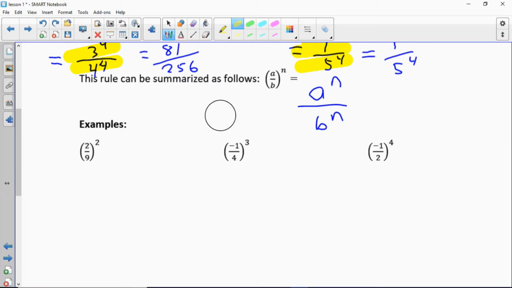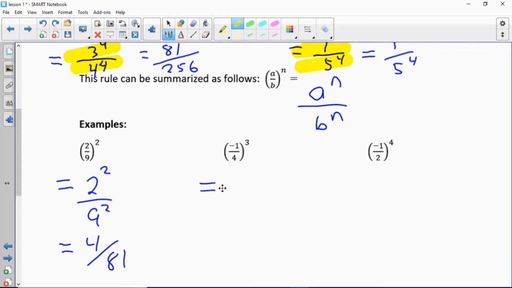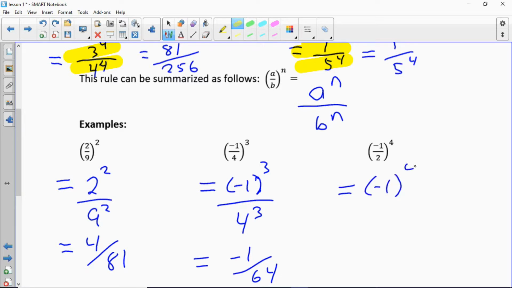So the first one, 2/9 squared is 2 squared divided by 9 squared, or 4 over 81. The next example, we have -1 cubed divided by 4 cubed, which is -1 over 64. And for the last one, -1/2 to the power of 4 is -1 to the power of 4 divided by 2 to the power of 4, which is positive 1/16.